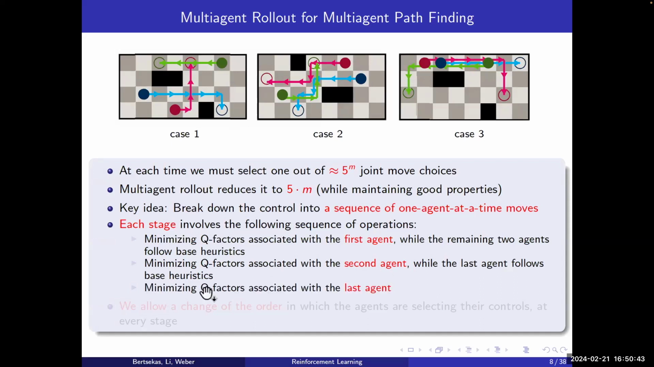And then we proceed to the last step, at which point agents 1 and 2 have selected their control at the present stage, and only agent 3 needs to perform minimization over Q factors. All right.